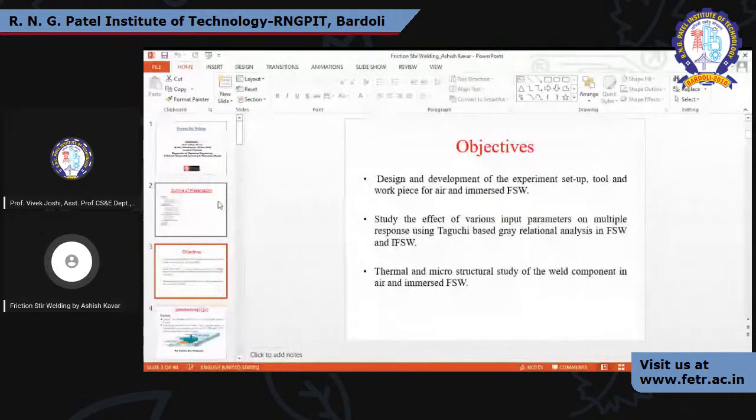Now within this session we would try to know about the multiple parameter response methodology of the Taguchi based gray relational analysis for friction stir welding and immersed friction stir welding.